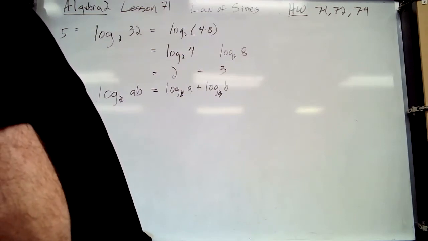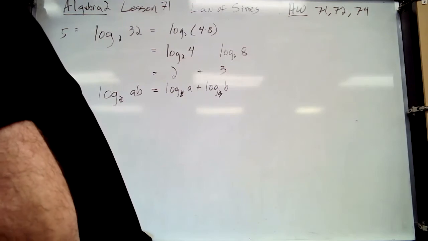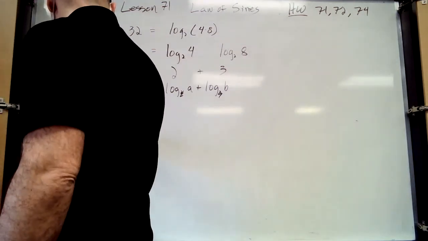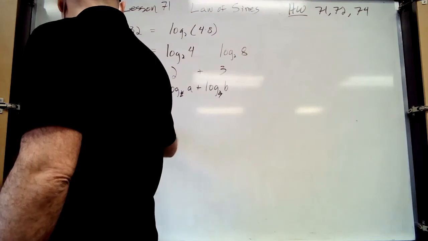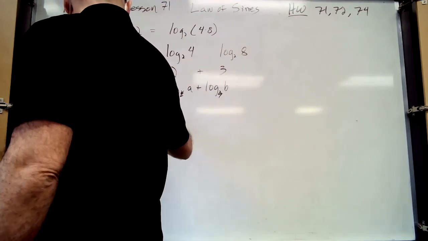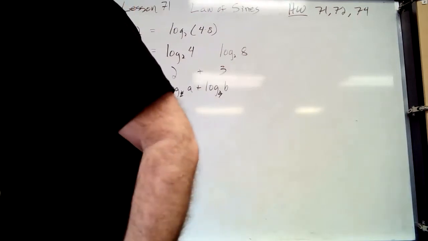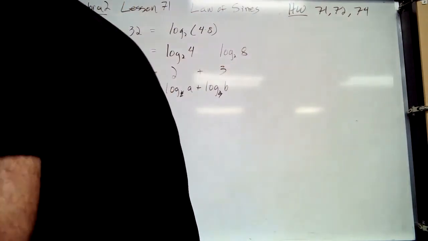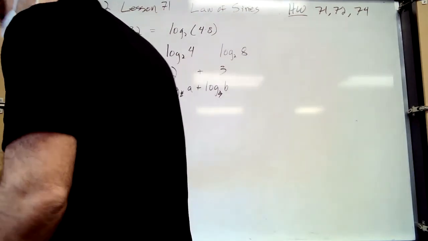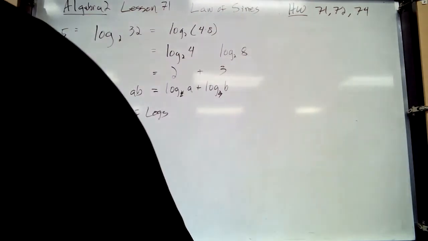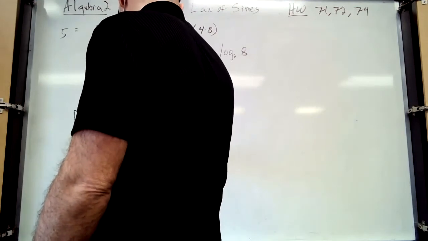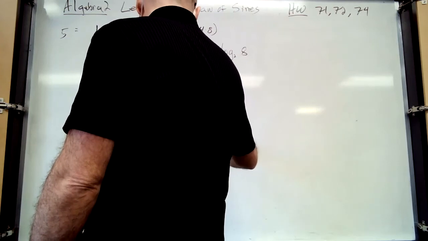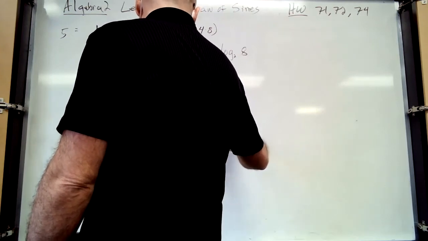basically I want you to write down 3 more things. So this is one of them, the product property of logs, is basically log base B of mn equals log base B of m plus log base B of n.